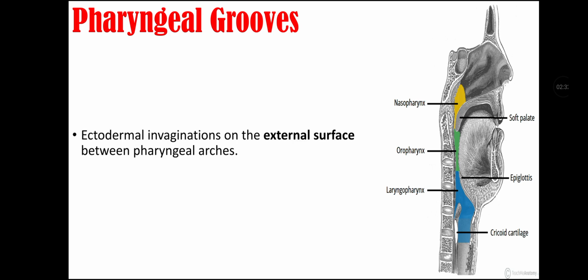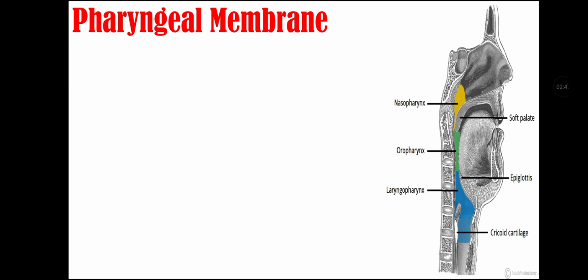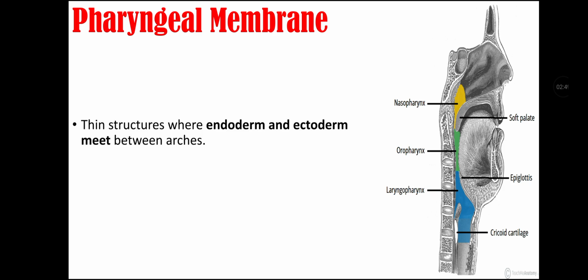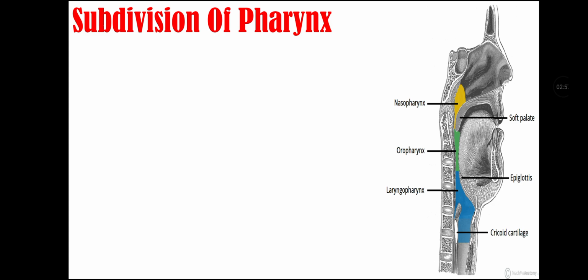Then there are pharyngeal grooves that are ectodermal invaginations on the external surface between pharyngeal arches. Only the first groove persists and forms the external auditory meatus, and the others disappear. Then there is pharyngeal membrane, a structure where endoderm and ectoderm meet between the arches. The first membrane persists as tympanic membrane, also called eardrum.